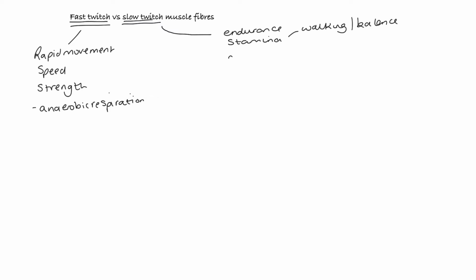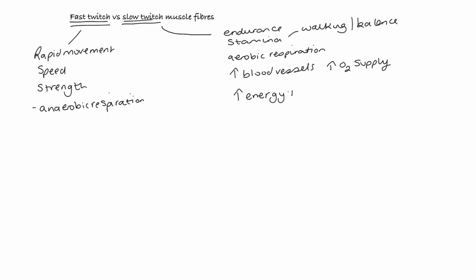So, in slow twitch muscle fibres, which rely on aerobic respiration, you find that they have far more blood vessels reaching them, so a much greater blood supply in comparison to fast twitch muscle fibres, which makes sense because they need a greater access to oxygen for their aerobic respiration. They also release a large amount of energy, but they release it more slowly. Whereas the fast twitch muscle fibres, they release a small amount of energy, but they do it very quickly.